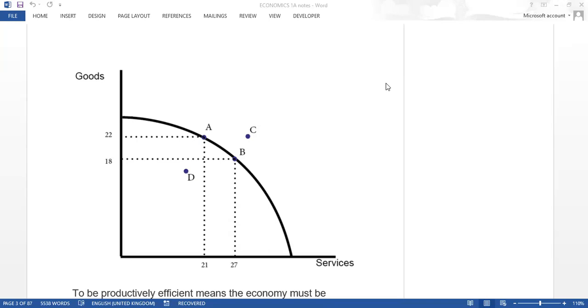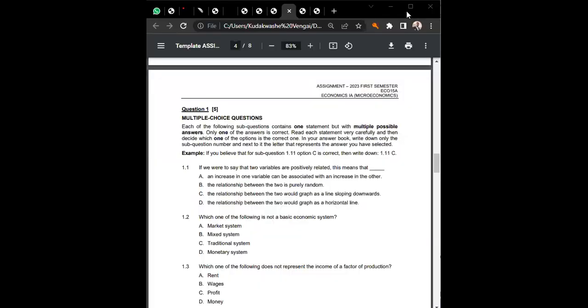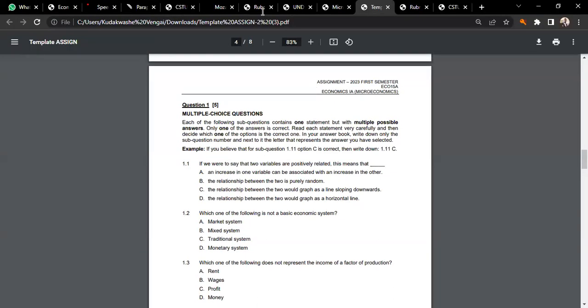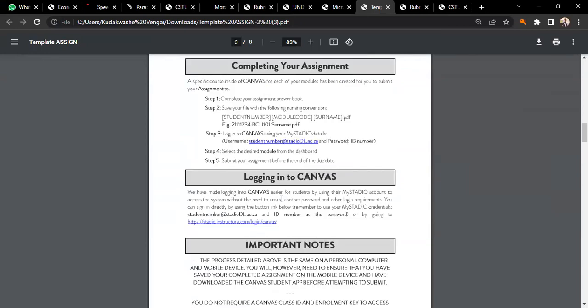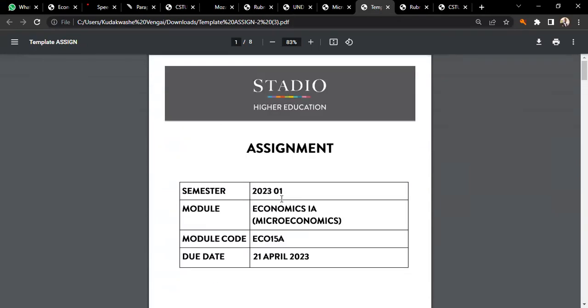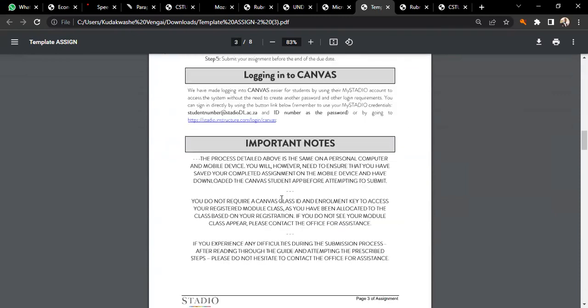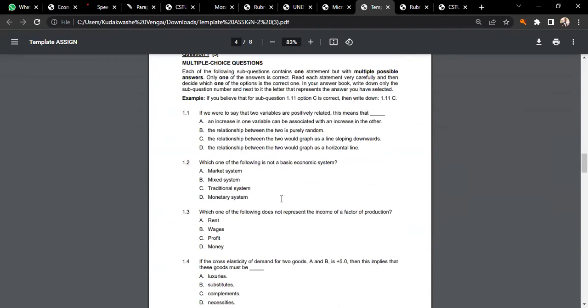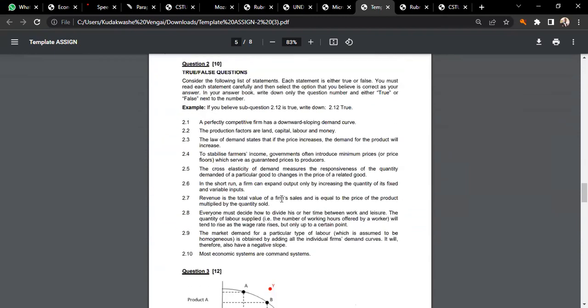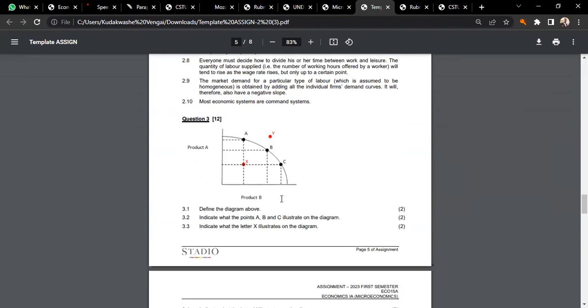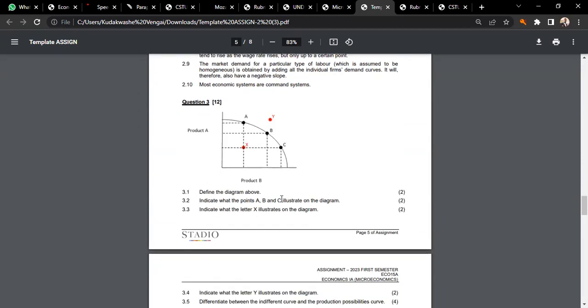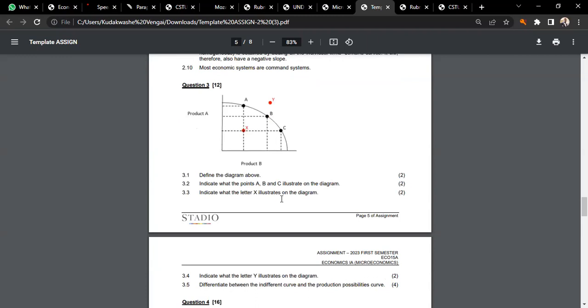All right, let me reshare that. All right, so for those from Stadio, this is how your assignment looked. They're saying it is due on the 21st of April, 2023. The first question had multiple choice questions. The second question had true or false questions. The third question is an interesting one because we've just covered this particular topic. So it is very, very interesting for us.